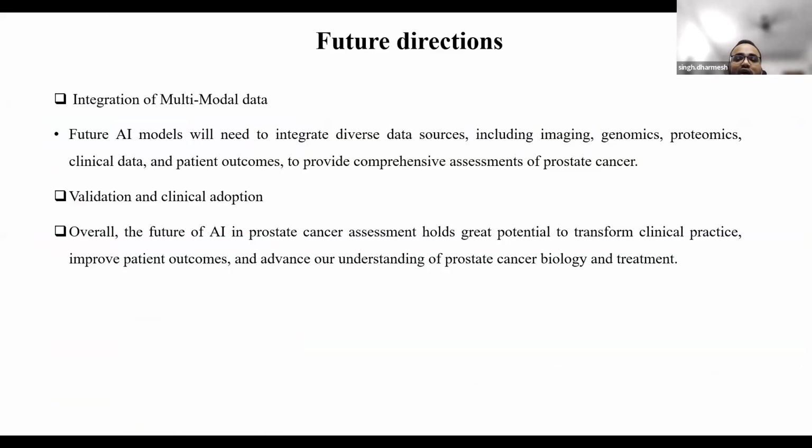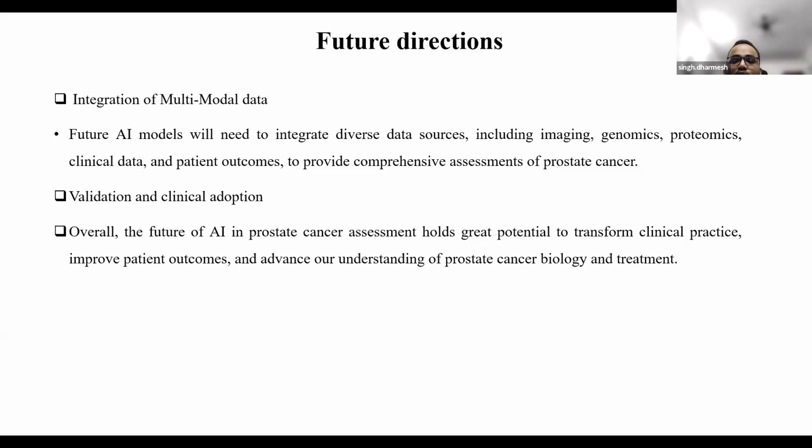As we look ahead, prostate cancer is a very open field. Anyone working in this area can contribute and report their results. The next big step is integration of multimodal data. If we include more and more data like genomics data, proteomics data, clinical data, and patient outcomes, it will give better results. This integrated approach will provide a more comprehensive and personalized assessment of prostate cancer.